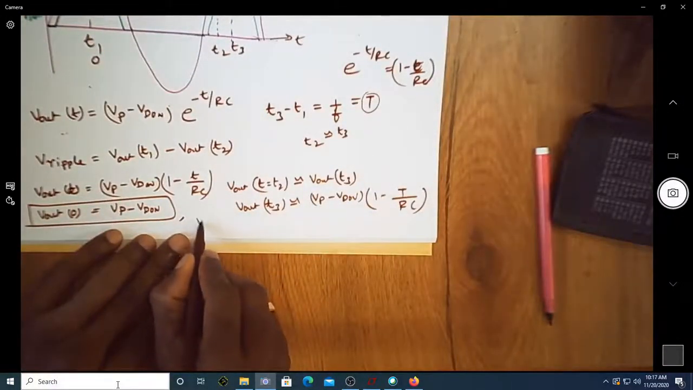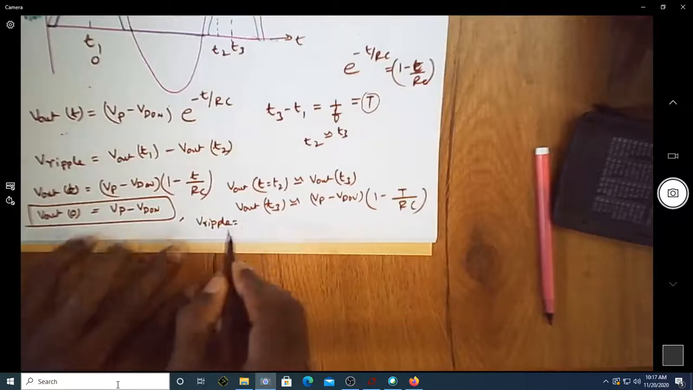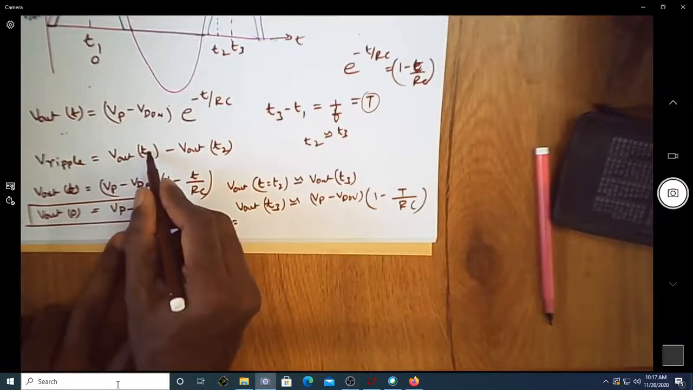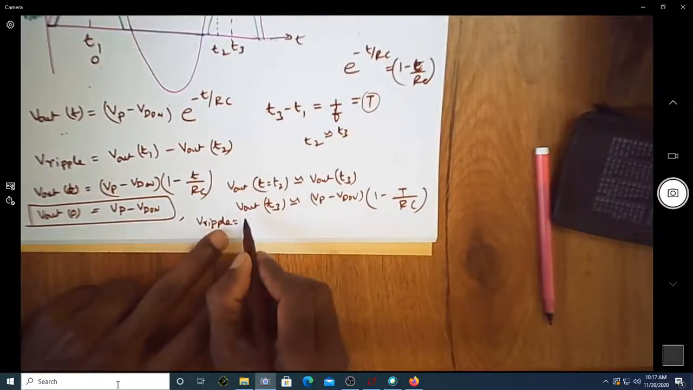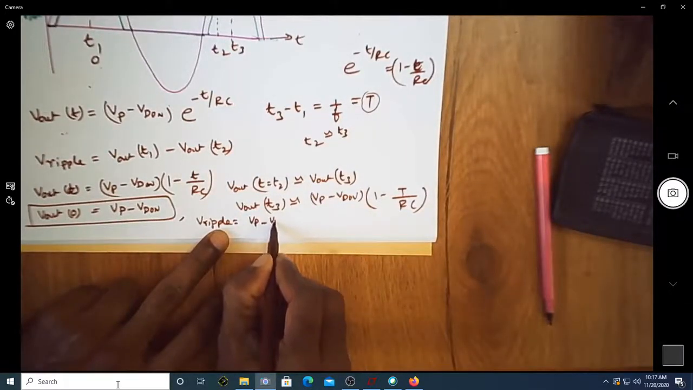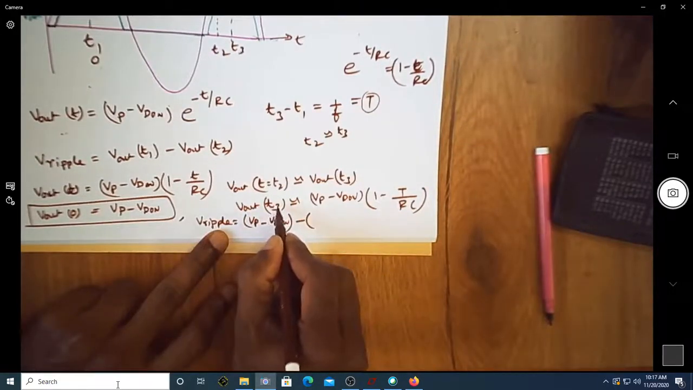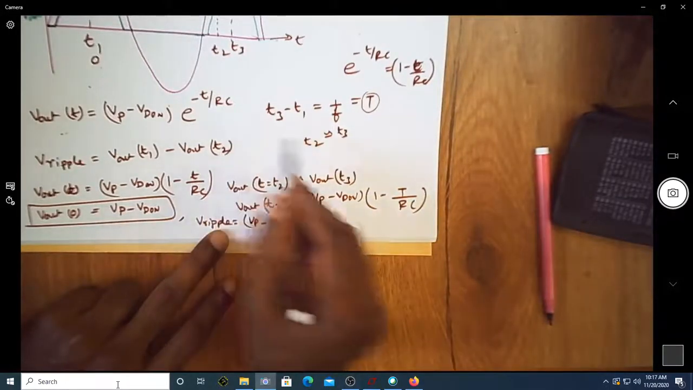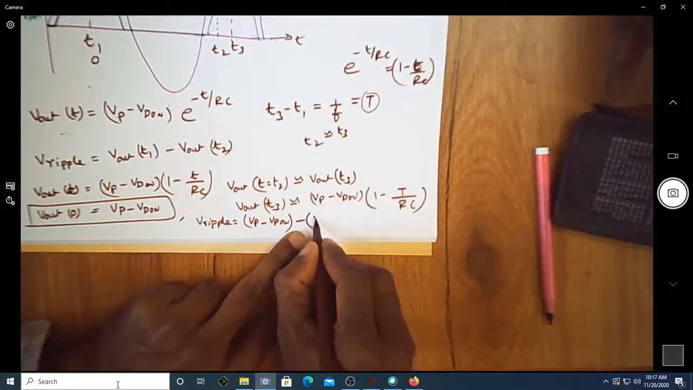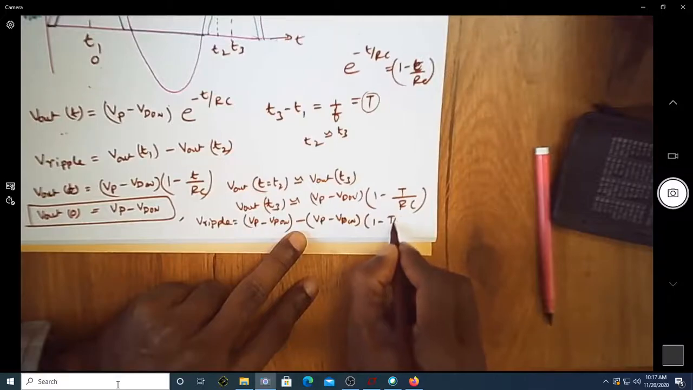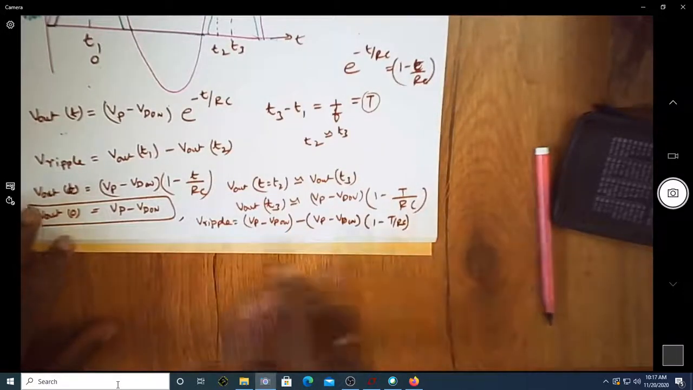But what I'm interested in now is V ripple, which is nothing but V out when t is equal to T1, which corresponds to 0, so Vp minus V diode, this is one term, minus V out at T3. Of course, we wrote this as T2, but we are assuming T2 is almost equal to T3. That is Vp minus V diode into 1 minus T by RC. This is the ripple voltage.